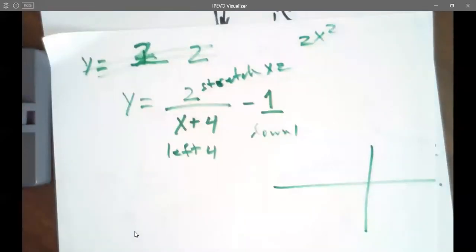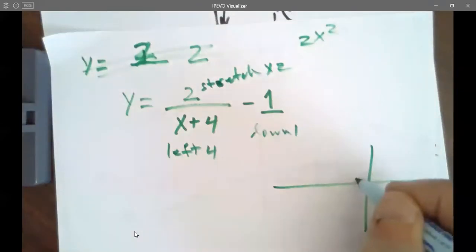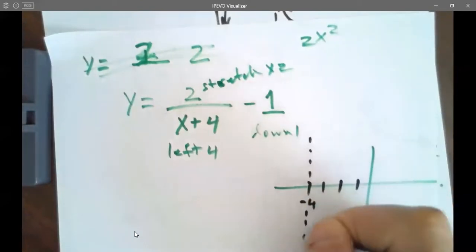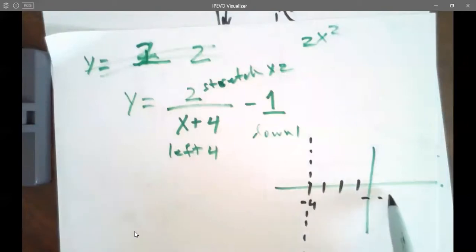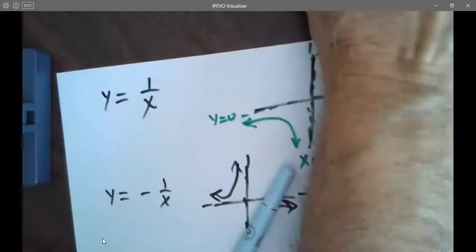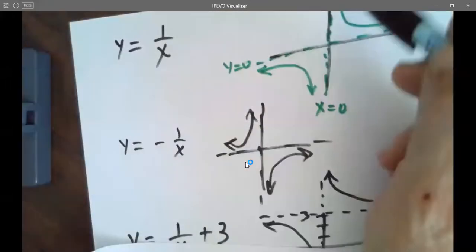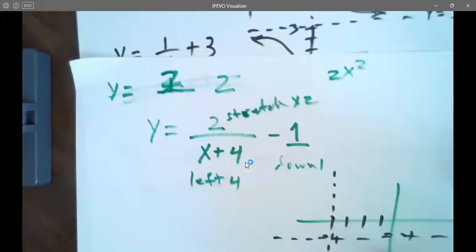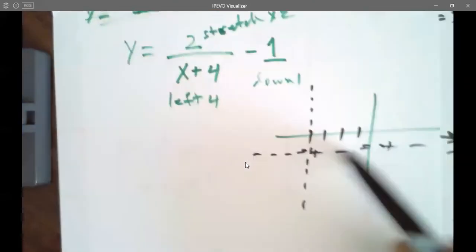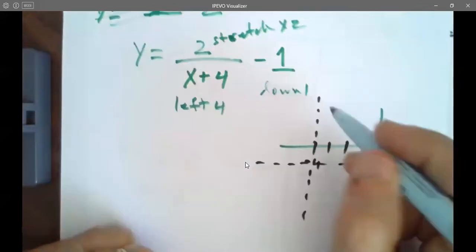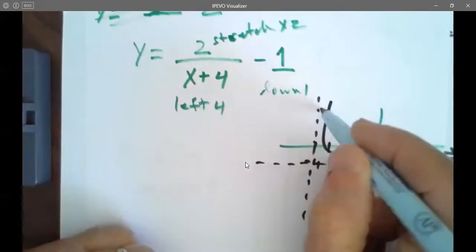All right, so the vertical asymptote is going to shift 1, 2, 3, left 4, and down 1. Where these asymptotes crisscross is at the origin. Now the asymptotes crisscross at left 4, down 1. Well, the curves just follow wherever those asymptotes go. Okay?